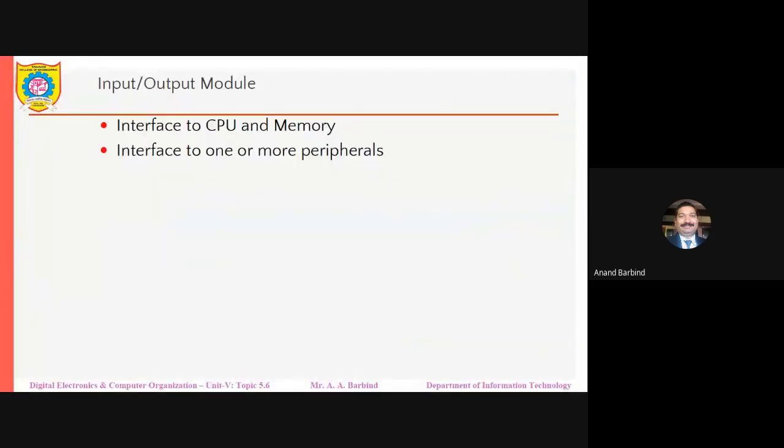Let us go into the details of how these input and output devices are organized. Between the input and output devices and the CPU, there is an input output module. Input output devices are not directly connected to the CPU. They are connected to the CPU through the input output module.